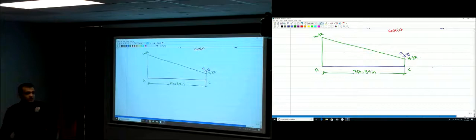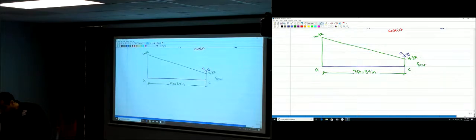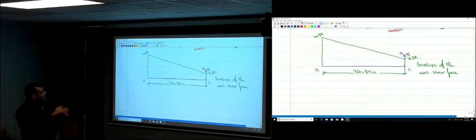I cannot call this the shear force diagram. This is not the shear force diagram. This is the envelope of the maximum shear force. So this includes many shear force diagrams, just the maximum for each case. This is what you would use to design the beam here.